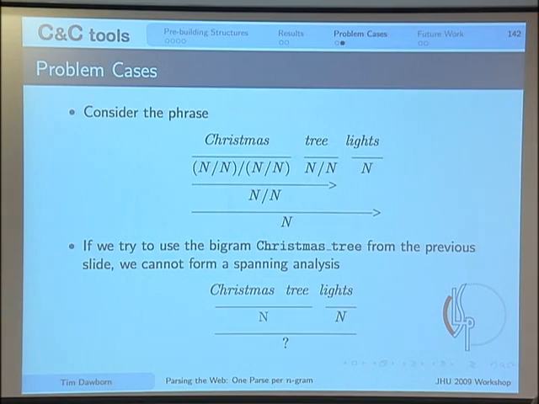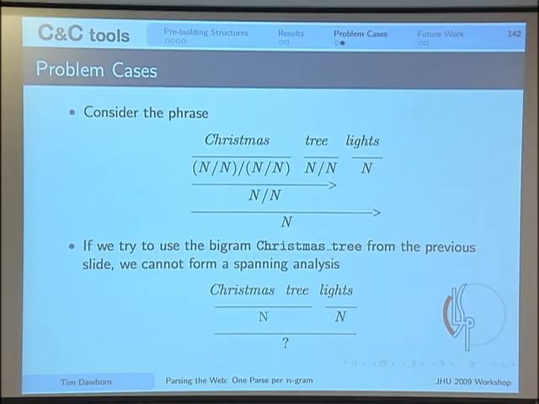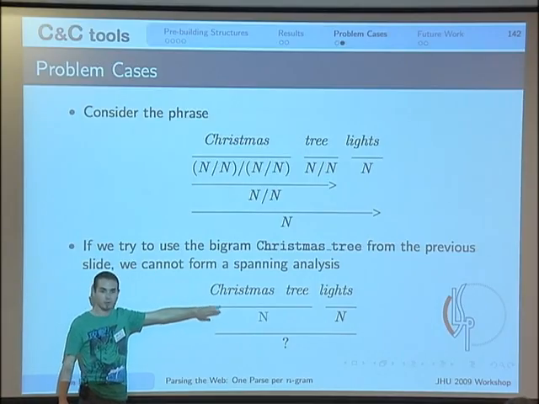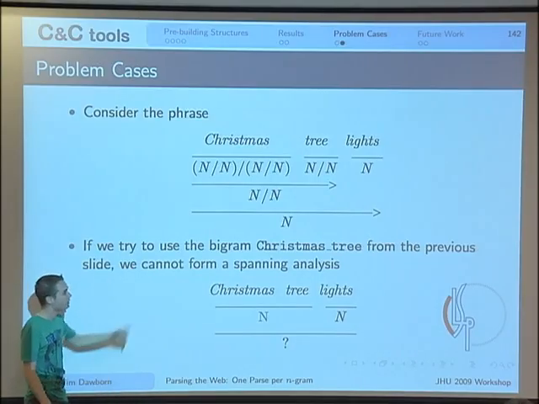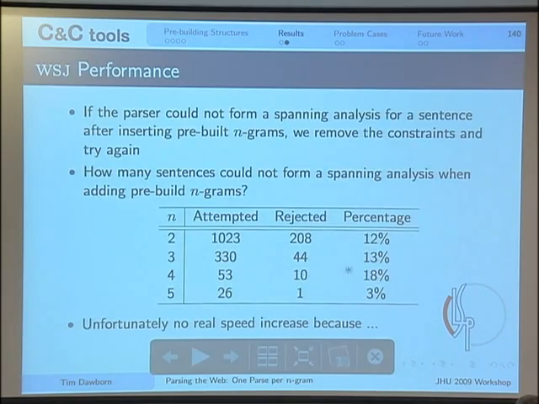And then at some later point in time, we come to parse the phrase Christmas tree lights, which has that CCG derivation at the top, which is one big noun phrase, one big noun. If we try and use the bigram that we learnt in the previous context where Christmas tree is a noun, so we applied the constraint, we put Christmas tree as a noun, lights still gets the category noun, we're unable to form a spanning analysis. And this situation accounts for quite a high number of these percentages here.